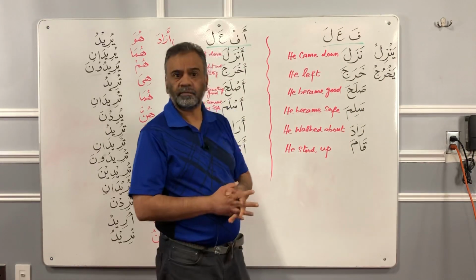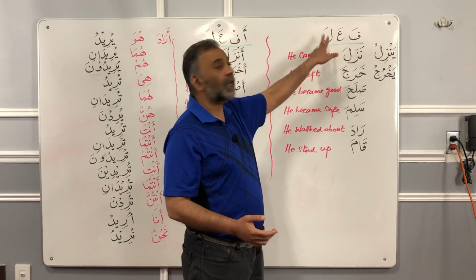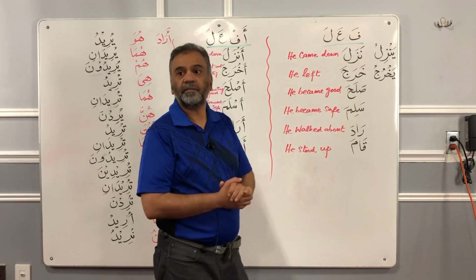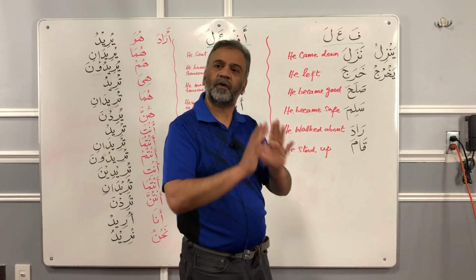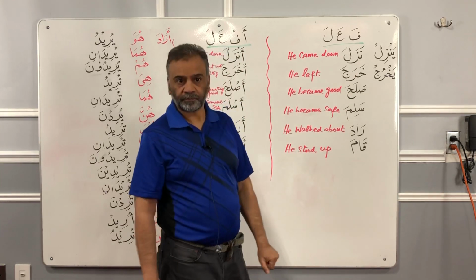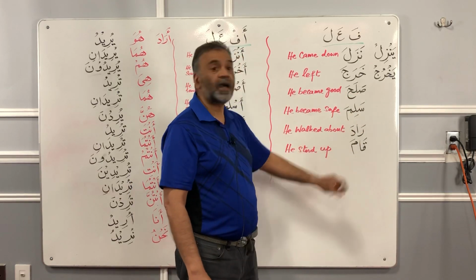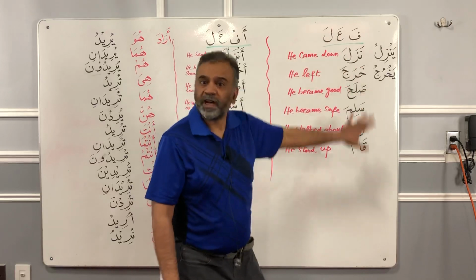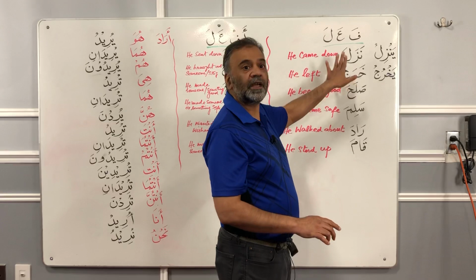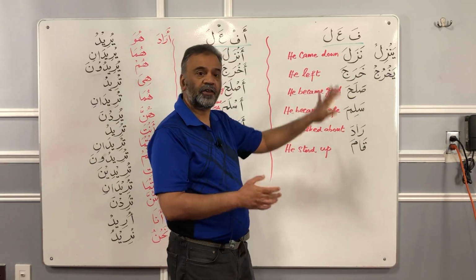Nazala is a sound 3-letter verb, and the pattern is fa'ala. Fa kalima, ain kalima, and lam kalima. Right? We've been doing these verbs for so long now. We understand what is going on here. Kharaja, Salaha, Salima, Rada, and Qama. So they're all 3-letter verbs, and we can identify fa kalima, ain kalima, and lam kalima in all 3 of them.